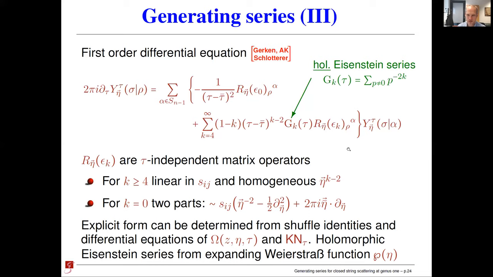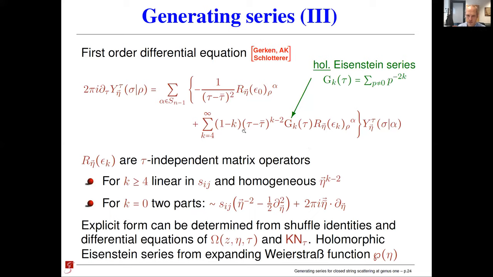And working out the explicit form of these R's, you can do by just going through certain identities for eta and k and using properties of them, called shuffle identities and related things. And I should also mention that when you go through this calculation, a bit surprisingly, at some point the Weierstrass function pops up. Weierstrass P of eta, and if you expand that one out, this is where these holomorphic Eisenstein series come from.